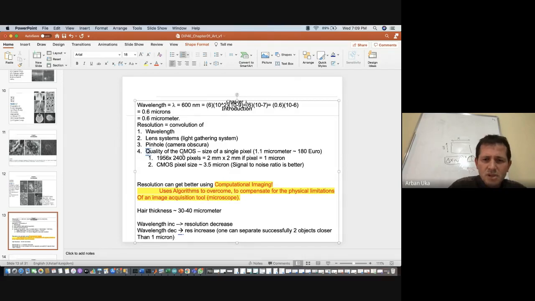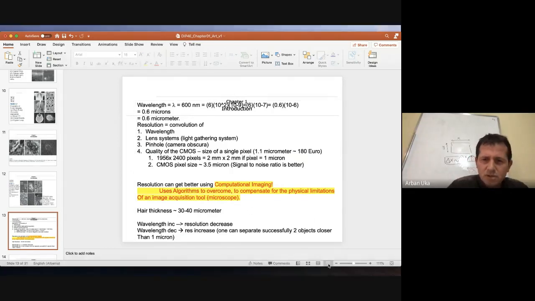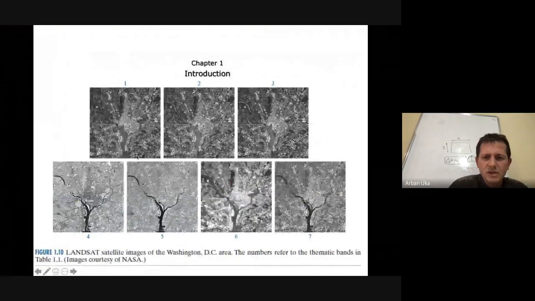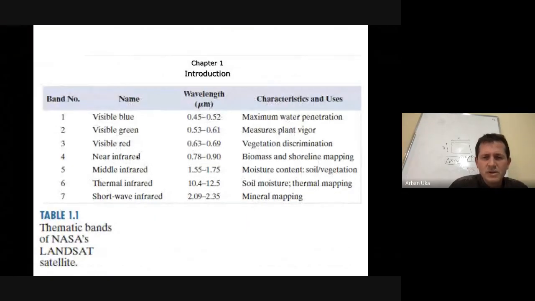Now, all of these components that are listed here are related to the hardware of the microscope, or of the system. This has a certain limitation, but it can be overcome using algorithms or computational imaging. Anyway, let's continue. This is really a beautiful area of research, and you can find very good research groups working in this area. We are also doing some computational imaging in microscopy, and we have been using it for some time.